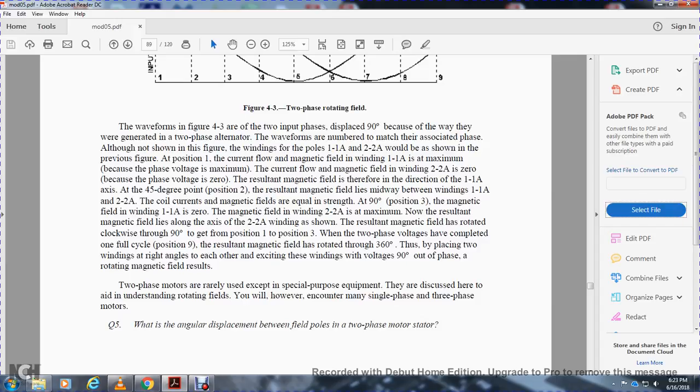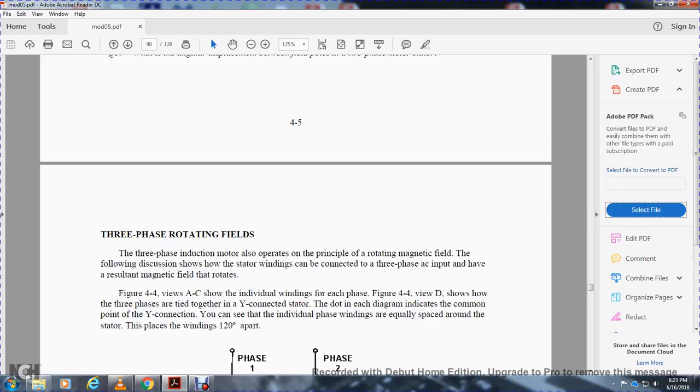Two-phase motors are rarely used except for special purpose equipment. They are discussed here with the understanding that rotating fields will be encountered with single-phase and three-phase motors. Three-phase rotating field: the three-phase induction motor operates on the principle of the rotating magnetic field. The following discussion shows how the stator windings can be connected to a three-phase input and have the resultant magnetic field rotate. Figure 4.4 shows the individual windings of each of the phases.